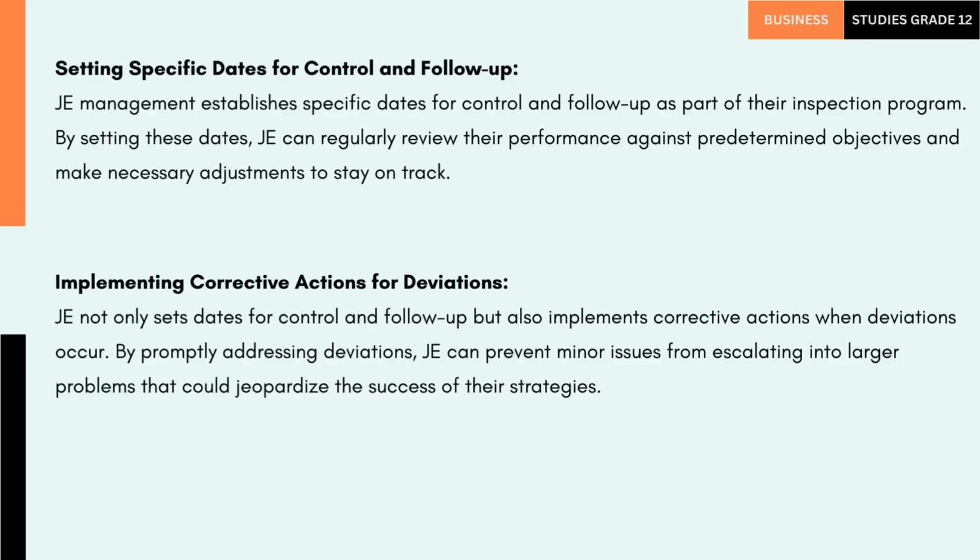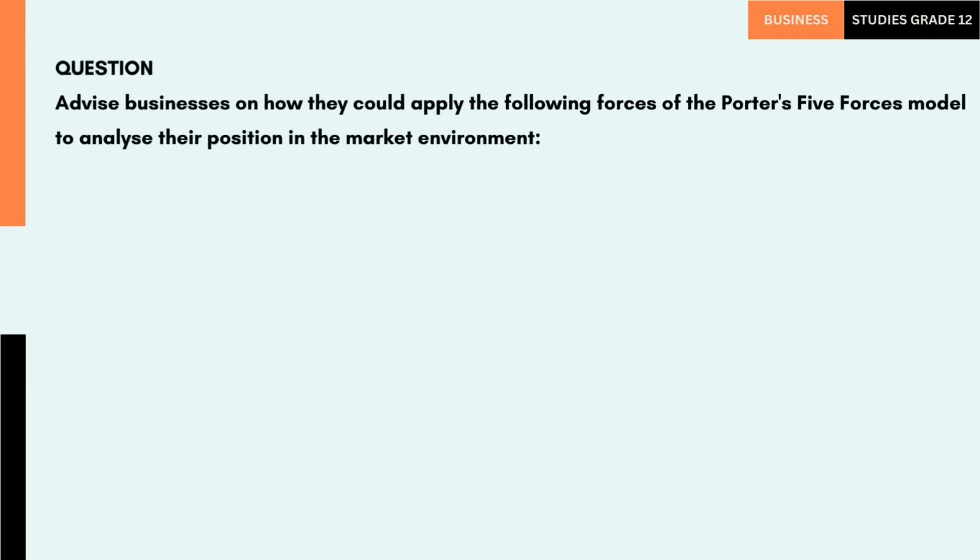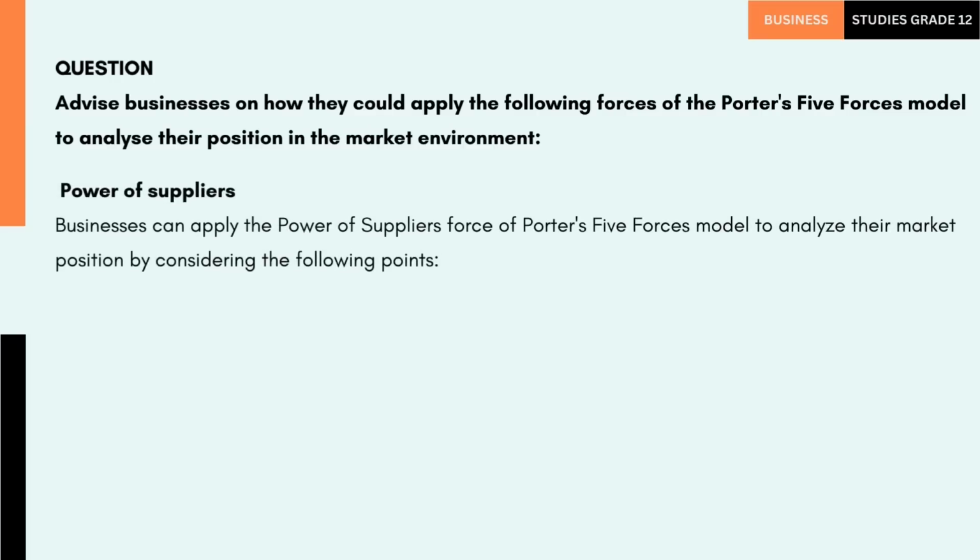JE not only sets dates for control and follow-up, but also implements corrective actions when deviations occur. By promptly addressing deviations, JE can prevent minor issues from escalating into larger problems that could jeopardize the success of their strategies. Question. Advise businesses on how they could apply the following forces of the Porter's 5 forces model to analyze their position in the market environment. A.